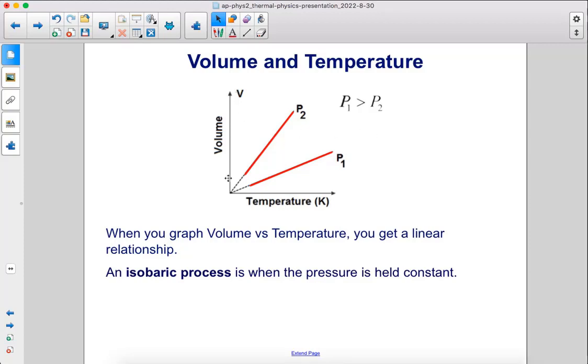Now don't be confused. This is not a PV diagram. A PV diagram is always pressure versus volume. This is just volume versus temperature to show you this linear relationship.